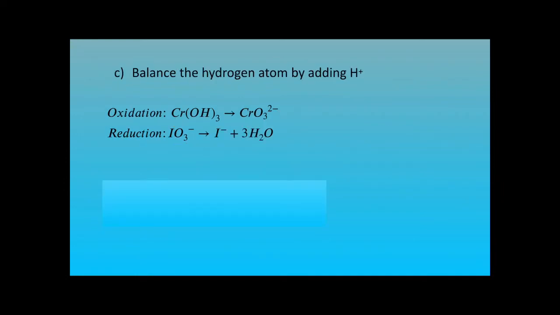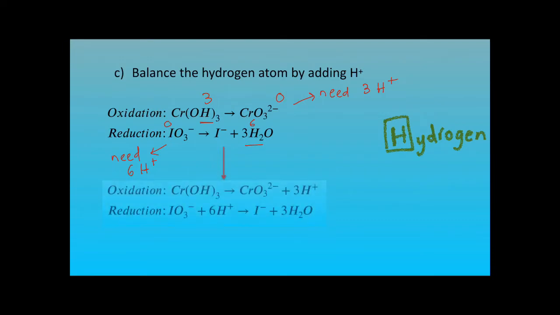Next, the letter H means hydrogen. We need to balance hydrogen by adding H⁺. In the oxidation equation, there are 3 hydrogens on the left side but no hydrogen on the right side. So, we should add 3 H⁺ here. While, in reduction equation, there is no hydrogen on the left side but 6 hydrogens on the right side. So, we should add 6 H⁺ here.